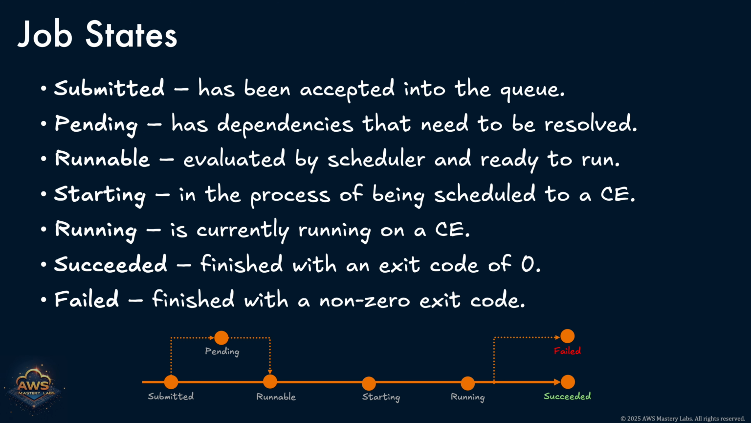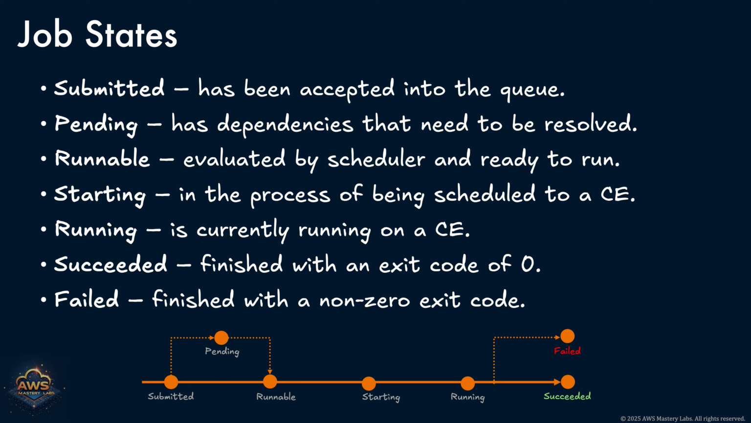To understand how AWS Batch manages the lifecycle of a job, it's essential to look at the various states a job moves through, from submission to completion. The lifecycle begins with the submitted state. At this point, the job has been accepted by AWS Batch and placed into a job queue. It's essentially in line, waiting to be evaluated by the scheduler. Think of this as the starting point in the journey.